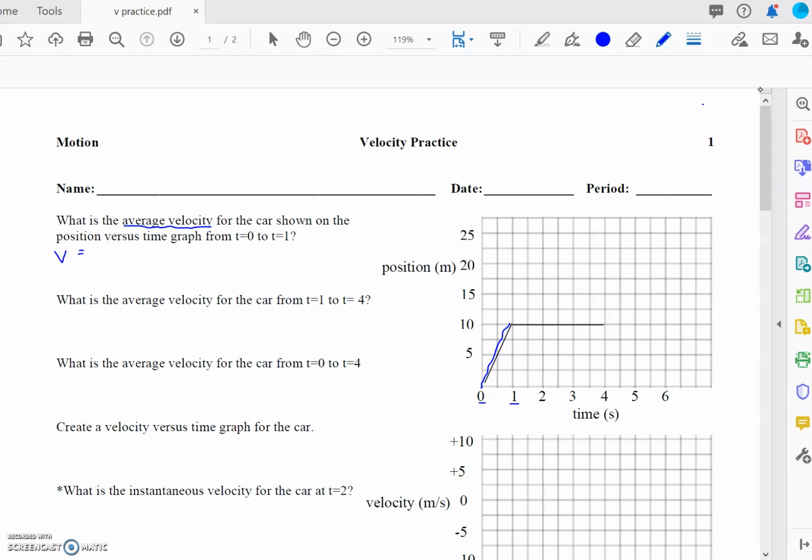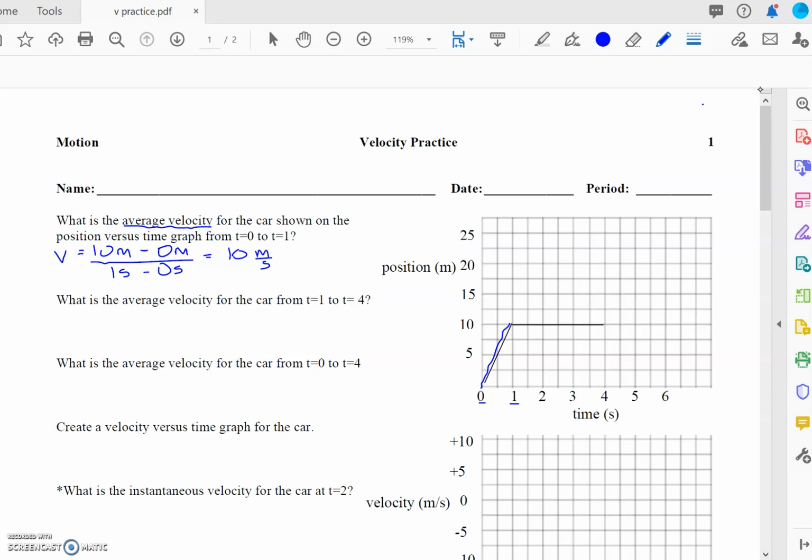I'm going to take two positions. At 1 second, the car is located at 10 meters, and the initial position is 0 meters. And I'm going to divide that by the time, which is 1 second. You can go ahead and divide that out. You get 10 meters per 1 second. The units don't cancel each other out, so the average velocity is 10 meters per second.